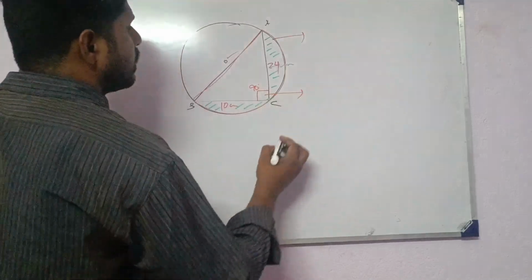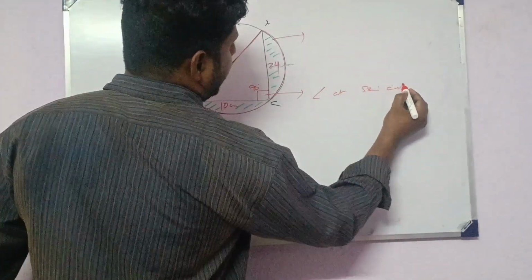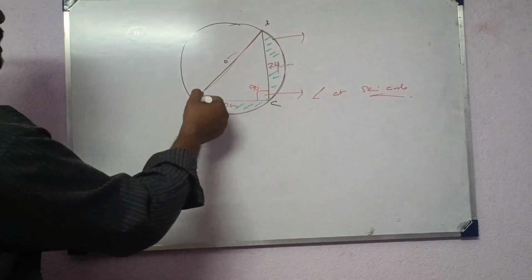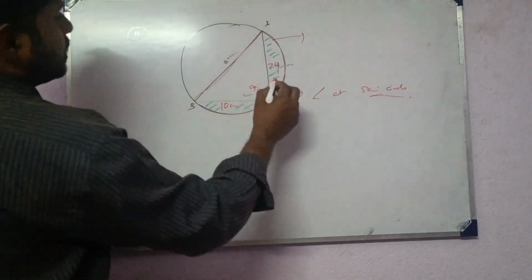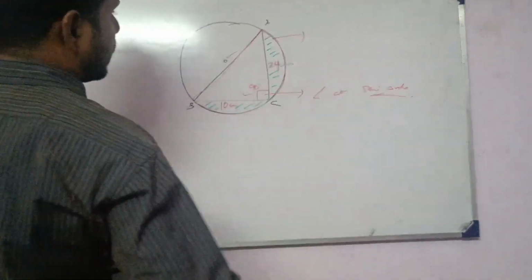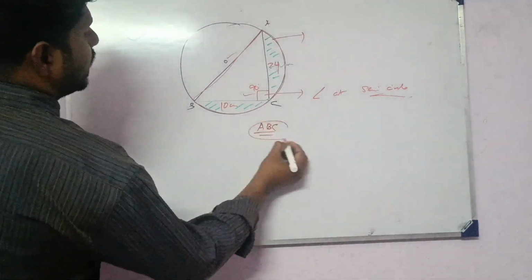Why? Because it is the angle at the semicircle. Angle at the semicircle is formed where AB is the diameter. AB is given as the diameter, therefore it is an angle at the semicircle. Okay, it touches the circumference. Therefore ABC is a right angle triangle.